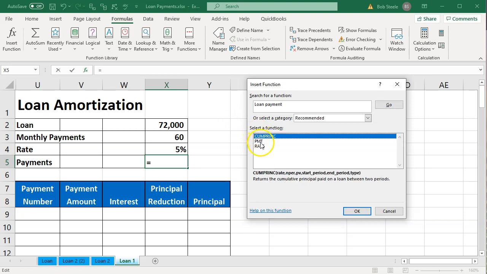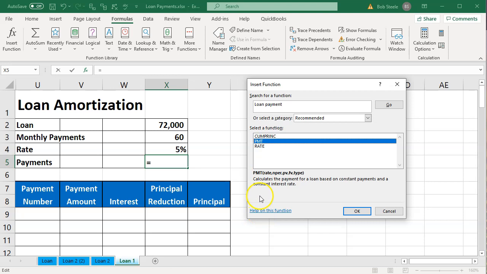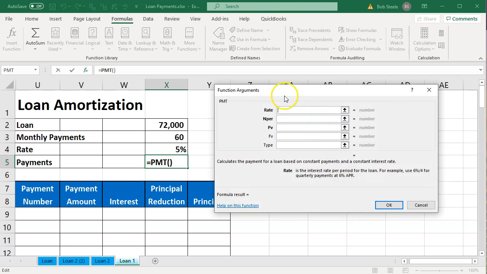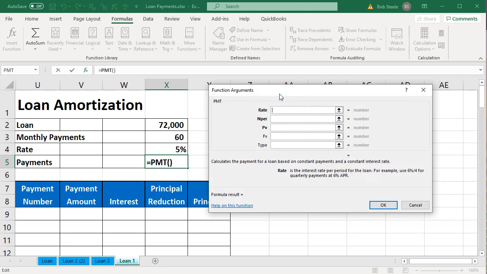And then this second one here is the one we're looking for, the PMT: calculate the payment for a loan based on constant payments and constant interest rate. So I'm going to say, okay, that's the one I want. Then it gives you a little formula box to help you fill this out. So we can then say, what's the rate going to be? It's going to be that 5%.